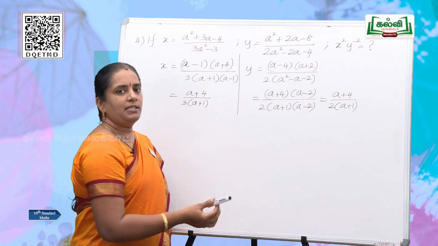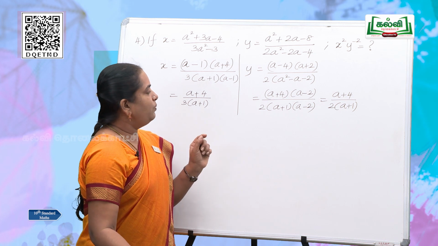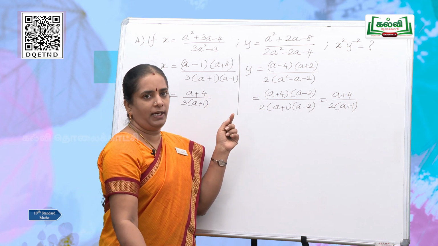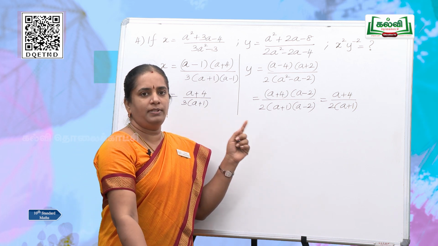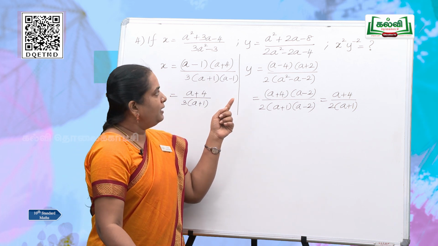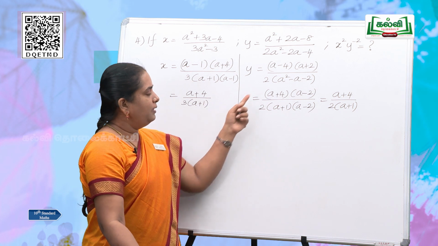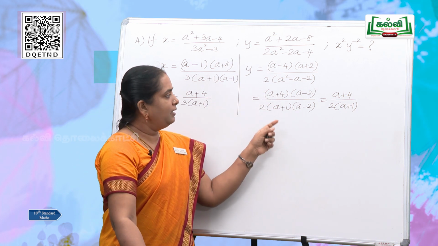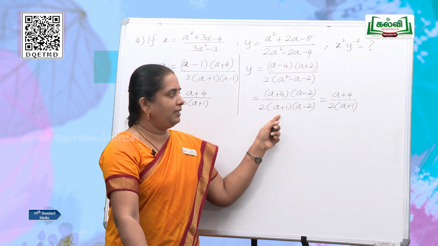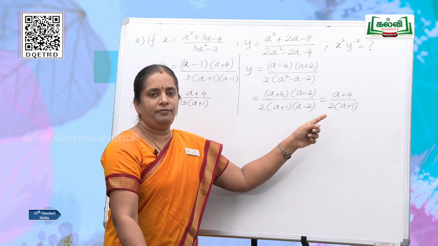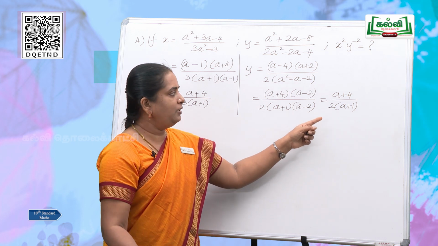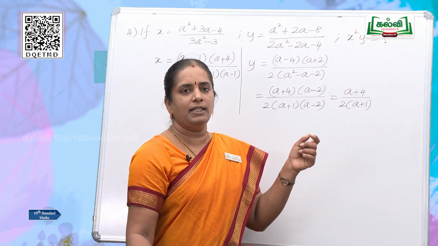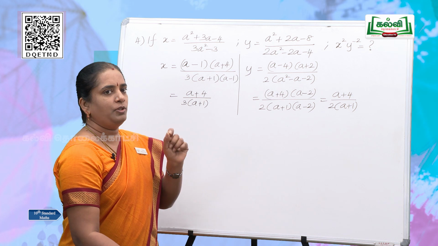In the same way, we can simplify y. Here in y, we have factorized the numerator as a minus 4 into a plus 2. These we know very well. In the denominator, we can take out 2 and we can factorize further into 2 into a plus 1 into a minus 2. So, the final answer of y is a plus 4 by 2 into a plus 1. So, these are in the simplified forms. Now, let us come to the solution.